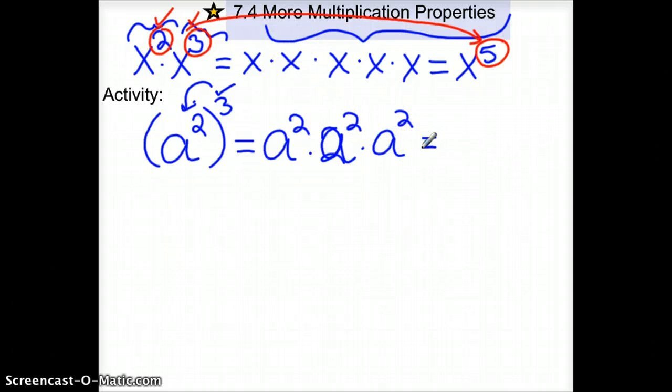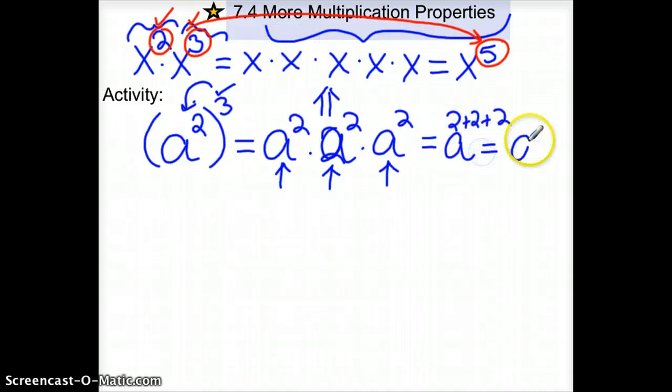And then using our property from last week, when we multiply, we have the same base, which we do right here, all a's, we add the exponents. So I'd have a to the 2 plus 2 plus 2, which is really a to the 6th. We're going to do that one more time. So I'm going to do another one. I'm going to take a number. I'm going to call it 2, and I'm going to raise it to the third 4 times.